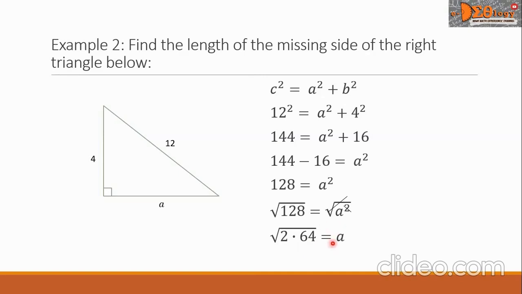Just to put this a on the left side, we can interchange this right hand and left hand side. So a is now on the left. This is equal to the simplified square root of 64 is now 8 times the square root of 2. Only that 2 remains as radicand. So this a, 8 square root of 2, is the required side. This is our final answer.